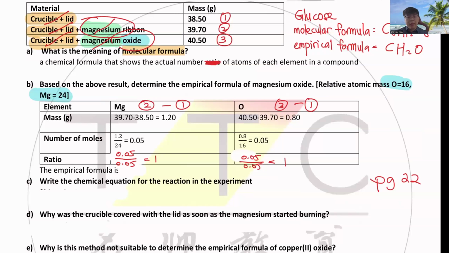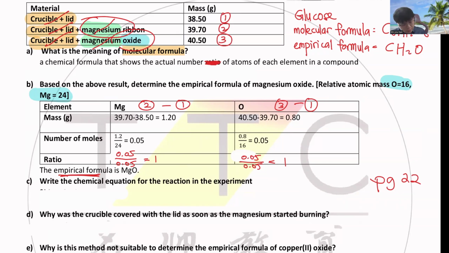So the Mg and O ratio will be MgO. This will be the empirical formula. Based on the mass, you're able to calculate the empirical formula. Later, we have more questions to show you how to convert empirical formula into molecular formula.